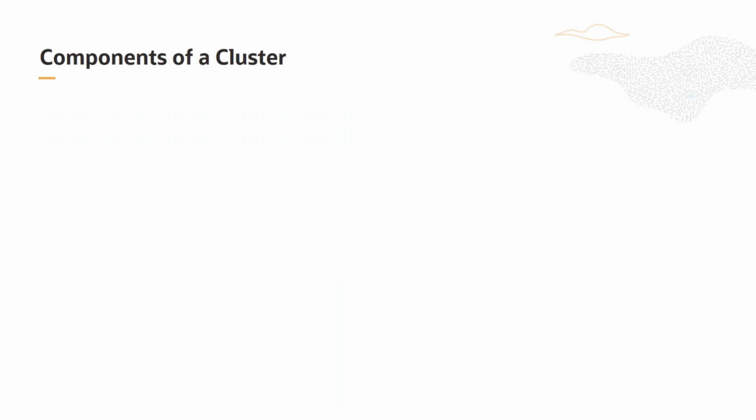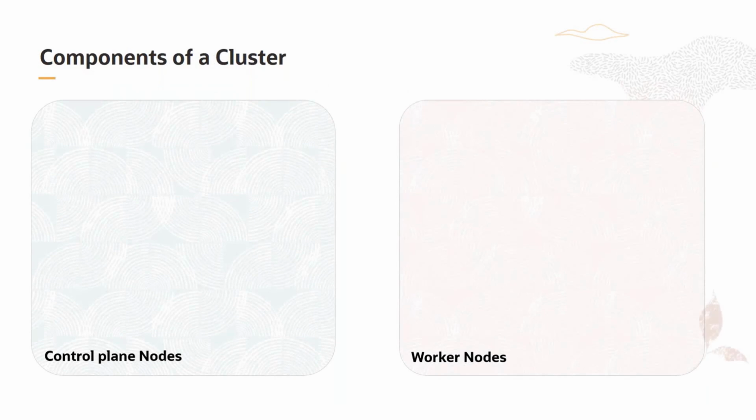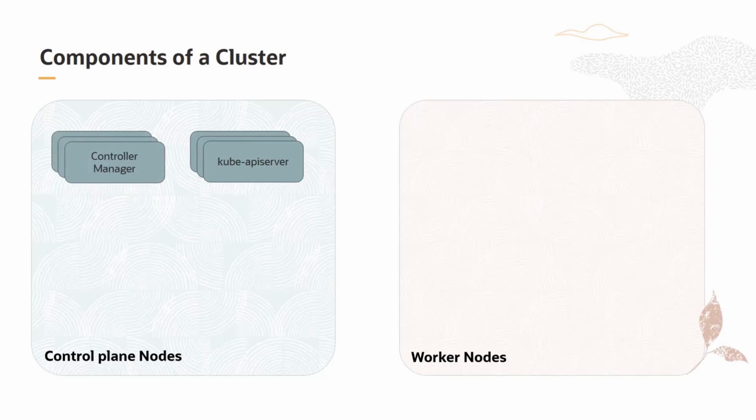Now let's have a look at the components of a cluster. As we discussed in the previous slide, you can see the control plane and the worker nodes. The cluster control plane runs a number of processes: Kube API server to support Kubernetes API operations requested from the Kubernetes command line tool, as well as from direct REST calls. Then you see the controller manager. It's also known as Kube controller manager, and it manages different Kubernetes components, for example, replication controller, endpoints controller, namespace controller, and service accounts controller.